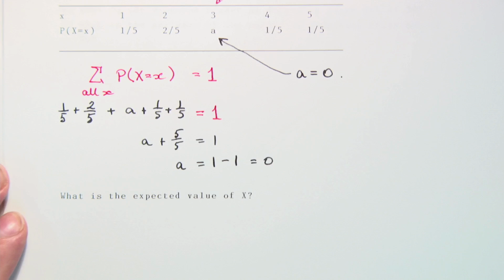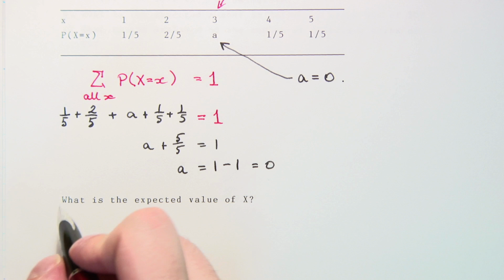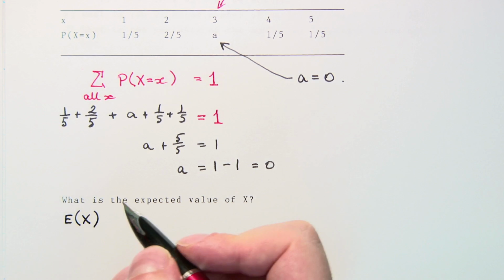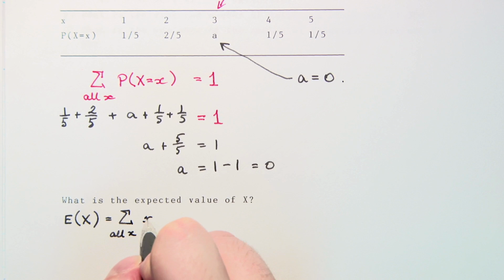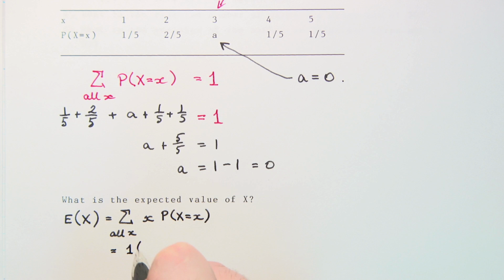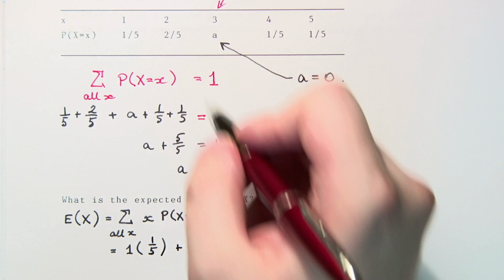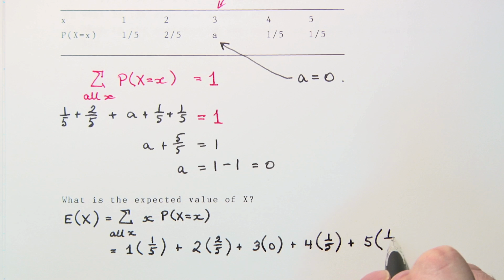Okay. The next part is, what is the expected value of X? And the formula for that is the expected value of X is equal to the sum of all the possible values of x multiplied by the probability of x. Okay, so that means I have 1 multiplied by 1/5 plus 2 multiplied by 2/5 plus 3 multiplied by 0 plus 4 multiplied by 1/5 plus 5 multiplied by 1/5.